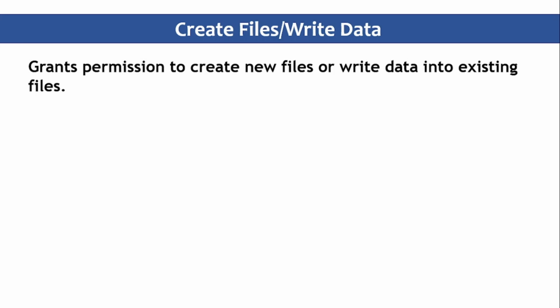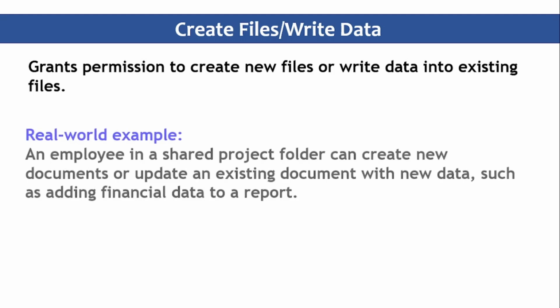The next permission that we're going to discuss is create files, write data. It grants permission to create new files or write data into existing files. Real life example: an employee in a shared project folder can create new documents or update any existing document with new data, such as adding financial data to a report, because the permission says create files and write data. This is more granular in nature.